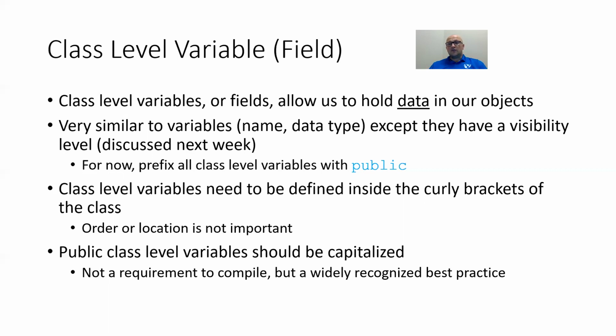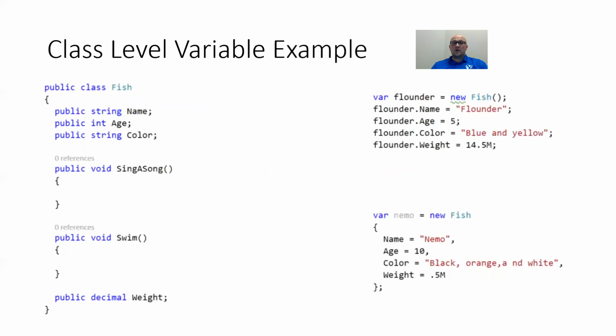So the class level variables need to be inside the curly brackets of the class. Remember, a class has a body, and the body is between an opening and a closing curly bracket. You should know that the order of class level variables is not important. And a coding standard that we have here at Health Equity is if it's a class level variable, it should not be capitalized. But this is not a requirement. So let's look at an example here, okay?